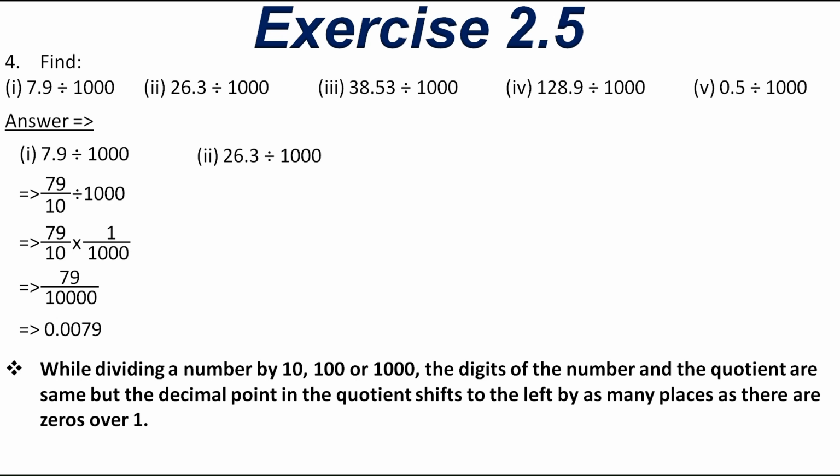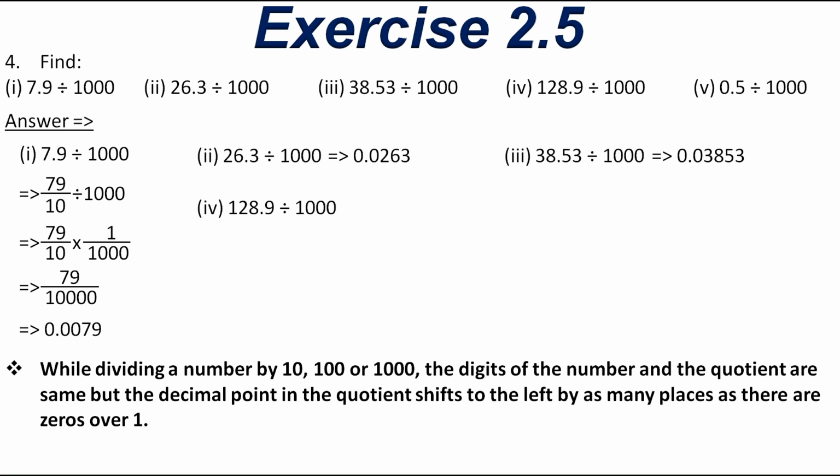So here the answer will be 0.0263, because the decimal point should get shifted by 3 digits, but we had only 2 digits here, so we have to add one 0. Okay. Next we have 38.53, so the answer will become 0.03853. 128.9 will become 0.1289. 0.5 will become 0.005. Okay, 0.005.